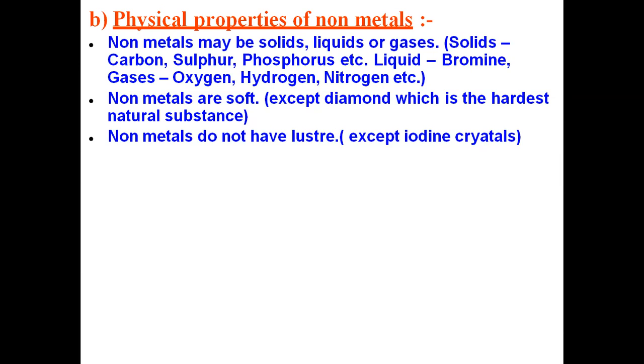Iodine is the last element of the 17th group. The 17th group starts with fluorine, then comes chlorine, then bromine, then iodine. So since iodine is the last, and when we move from top to bottom of the periodic table, or in the group, the size of the atom goes on increasing.